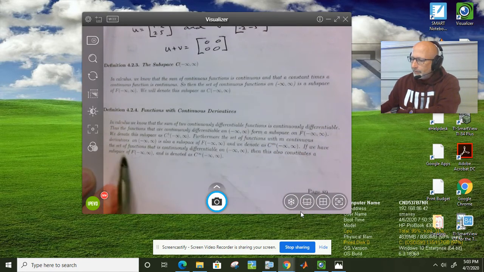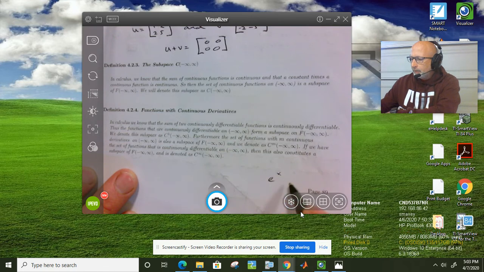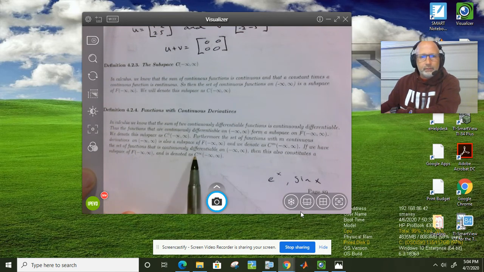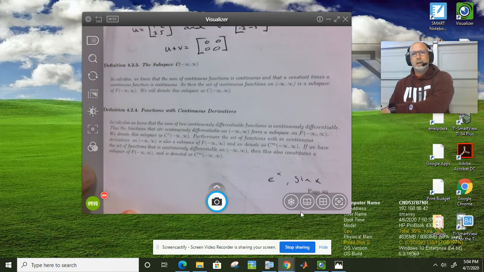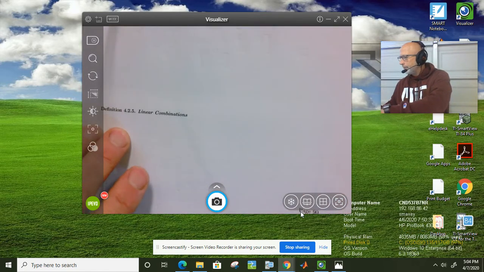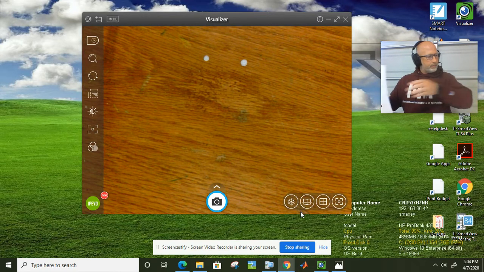If we have the set of functions that are infinitely continuously differentiable on negative infinity to infinity, such as e to the x or sine of x, then this also constitutes a subspace of F of negative infinity to infinity, and we denote this as C infinity of negative infinity to infinity. Some big definitions there. Next page, example 4.2.5.